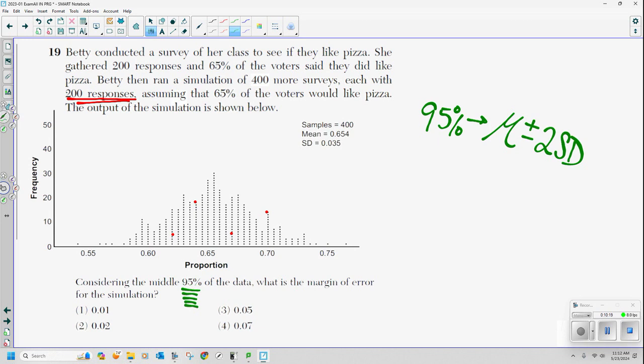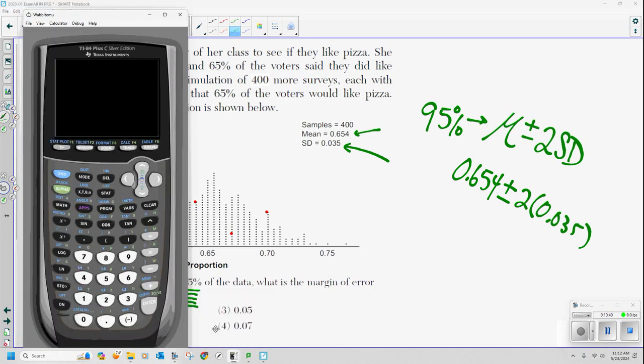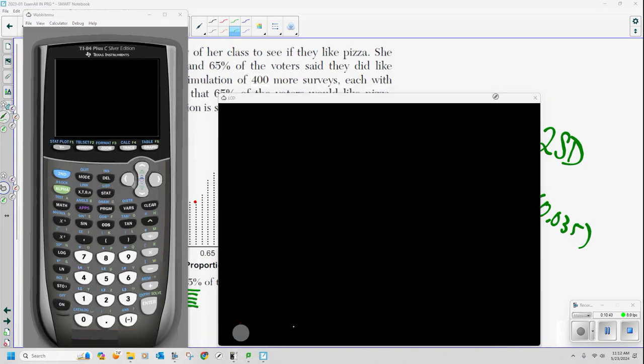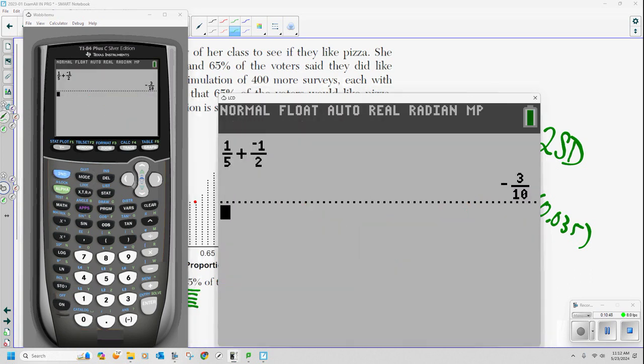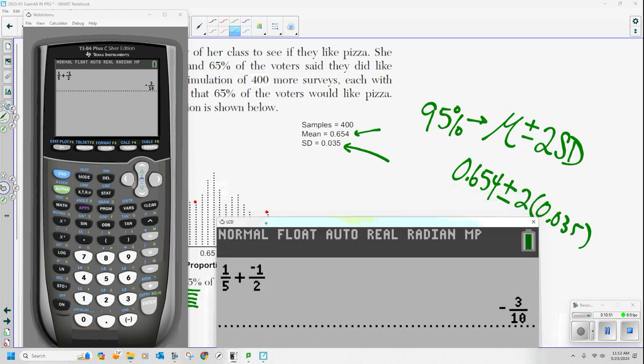Okay? So my mean is given right here, 0.654. And then I add 2 times my standard deviation, which is 0.035. And I also subtract it. That gives me the interval that covers 95%. So we're going to do this math here for 1 second. Turn this on. Clear this out. And we have 0.635, plus 2 times 0.035.